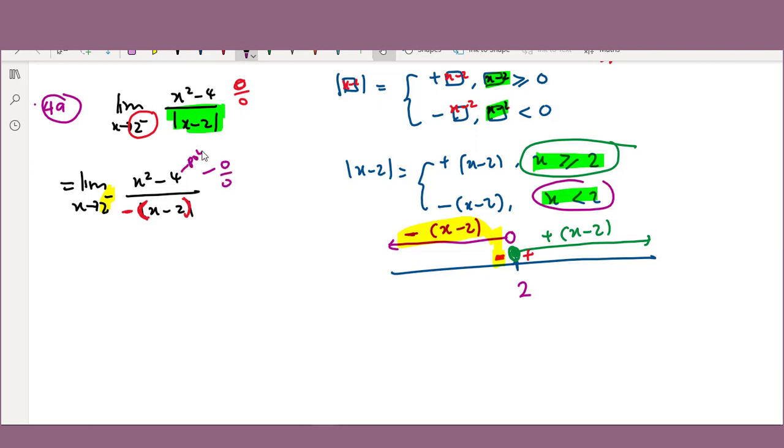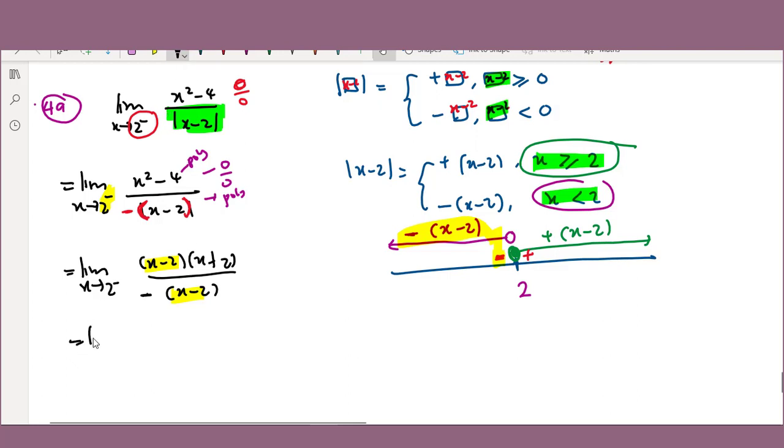Then this is poly over poly, so we need to factorize: x minus 2, x plus 2 over negative x minus 2. These can be cancelled. Then rewrite: negative, bring up x plus 2 in bracket. Next, substitute. You must substitute 2, not a value less than 2. Once you substitute 2, the answer is equal to negative 4.